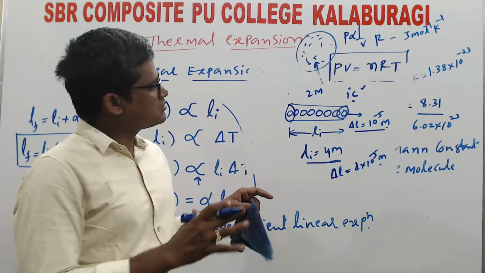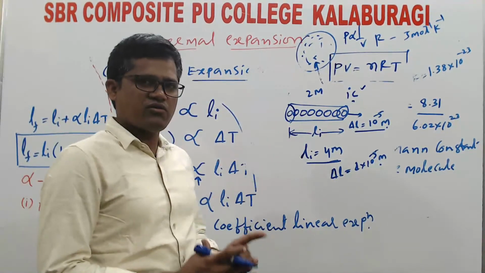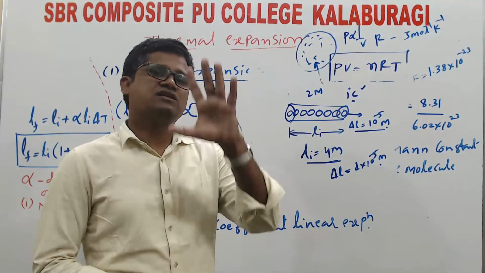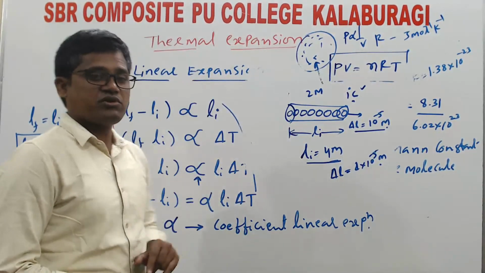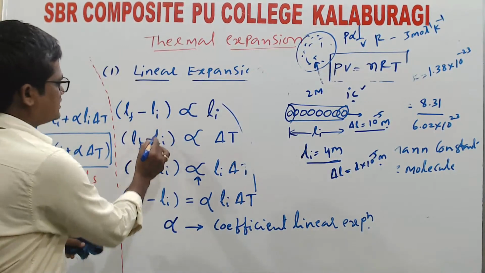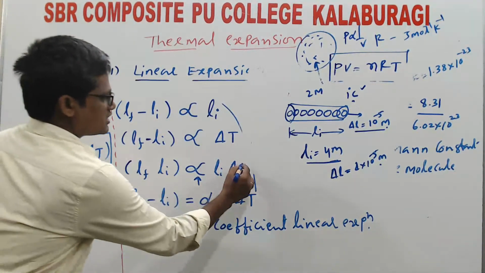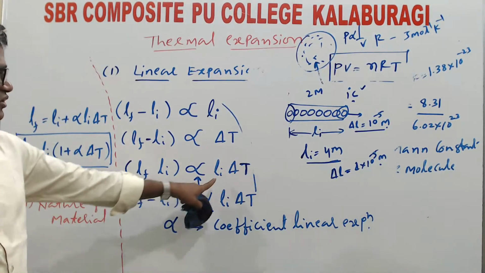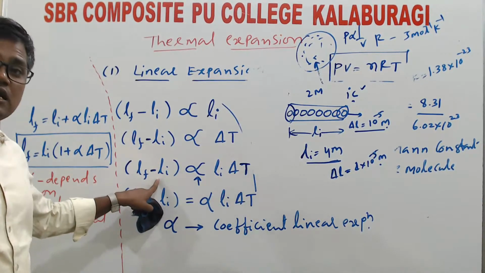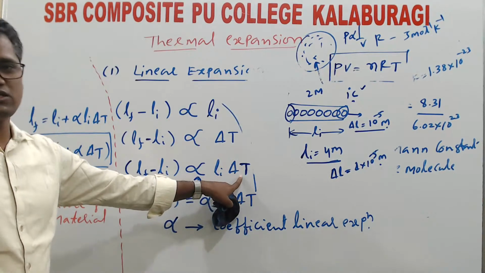The simplest way, without going microscopically: here the increase in length is directly proportional to the initial length, and the increase in length is directly proportional to the increase in temperature. If you combine them in one equation, L_f minus L_i is the increase in length, L_i is the initial length, and this is the increase in temperature.